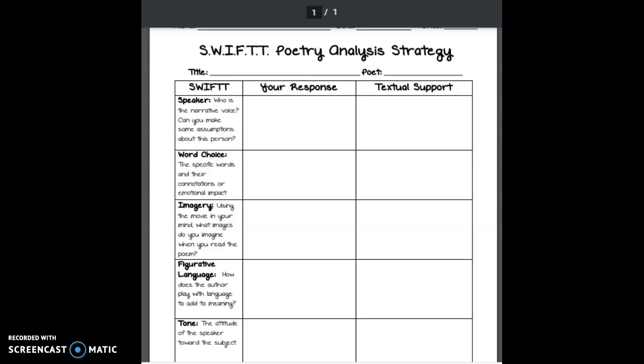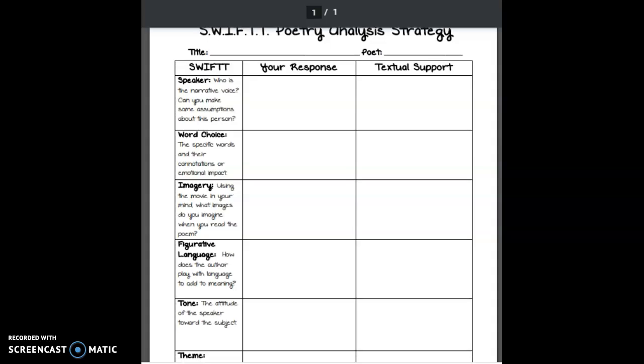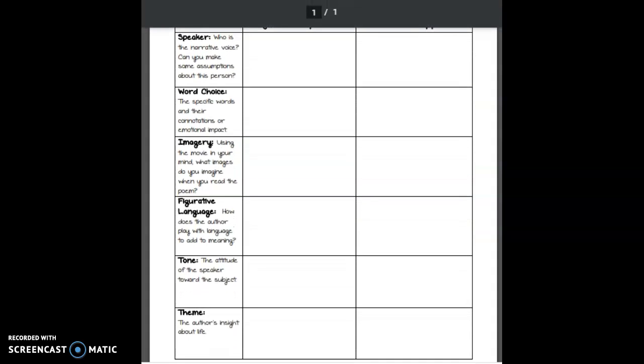And then our last letter is T, which actually stands for two things: tone and theme, okay? When we think about tone, it's the attitude, right, that the speaker or the author has towards a specific subject, person, or idea that's being expressed in the poem. And you can pretty much tell the author's tone based off of the word choice, right? The word choices that they're using, okay?